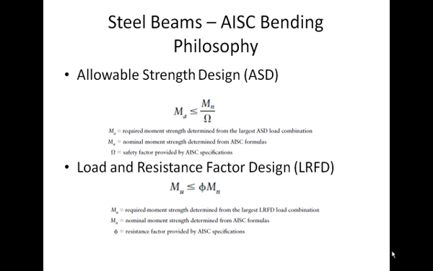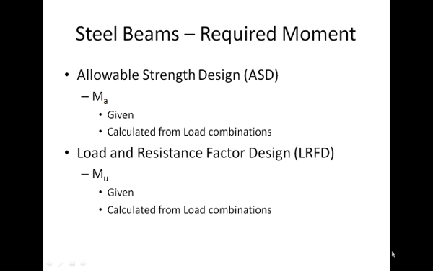The required moment for allowable strength design, or ASD, as we mentioned previously, is labeled as M sub A. This could be given to you in a problem, or you might have to calculate it from the load combinations. Similarly, in LRFD, the design moment capacity has to be greater than the required moment, which is referred to as M sub u. This again could be given to you in a problem, or you might have to calculate it from the load combinations.